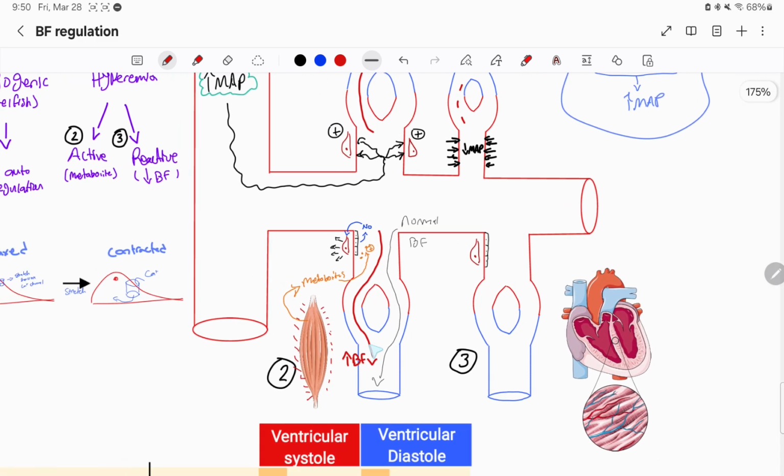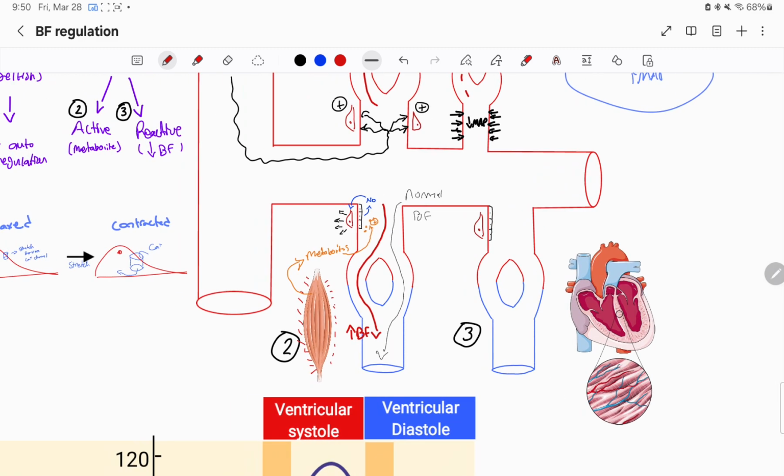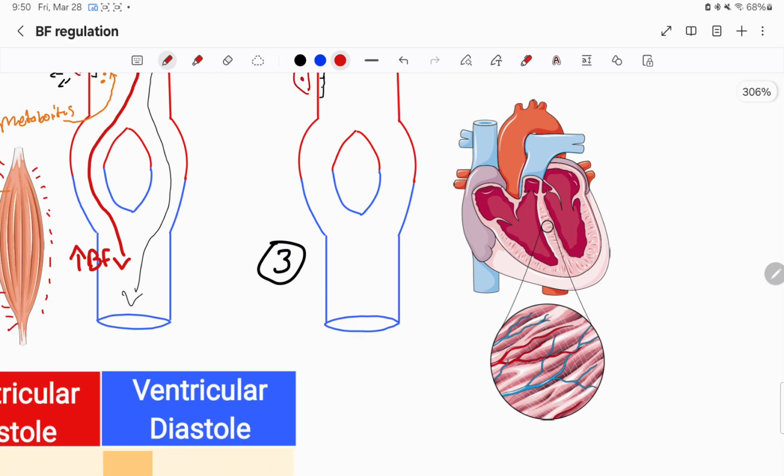Okay? So that's active hyperemia, and it's literally just metabolite dependent. Reactive hyperemia is super similar, guys. But the best example of it is perhaps in the heart. So in the heart, during systole, what happens? Well, we know that there will be contraction of the heart, right? Contraction, contraction, contraction, boom, boom, boom, boom.